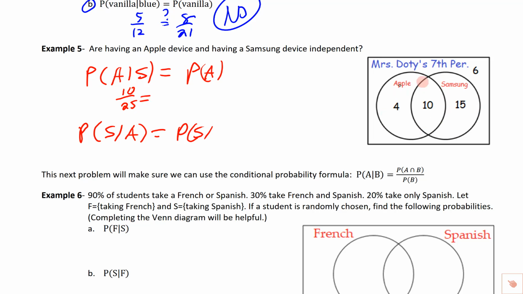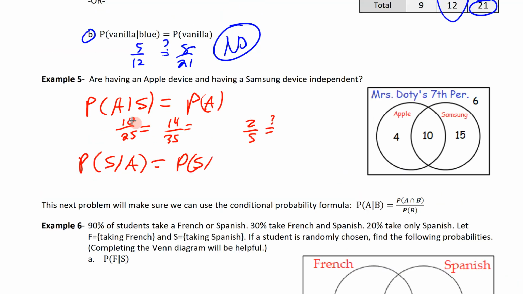And the probability of Apple? 14 out of, how many were there altogether? 35. Altogether, just that flat probability of Apple, it would be 35. So if we reduce the 10/25, we get 2/5. And if we reduce 14/35, 7 goes in here twice, 7 goes in here 5 times, so we get 2/5. So the answer on this one would be yes, oddly enough. Doesn't happen very often that those are independent like that.